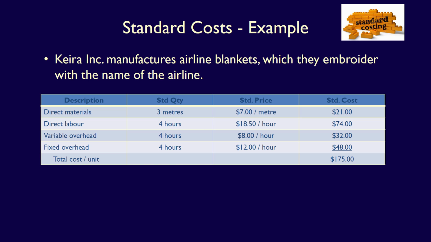Total standard cost per unit is therefore $21 plus $74 plus $32 plus $48 for a total standard cost per unit of $175. This is the total standard cost per unit for this product. We can now use this as a basis for calculating the variances, the difference between the standards we developed and the actual results.